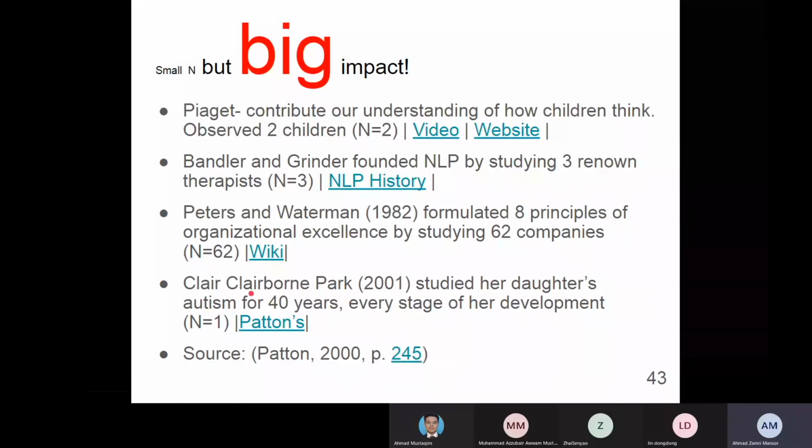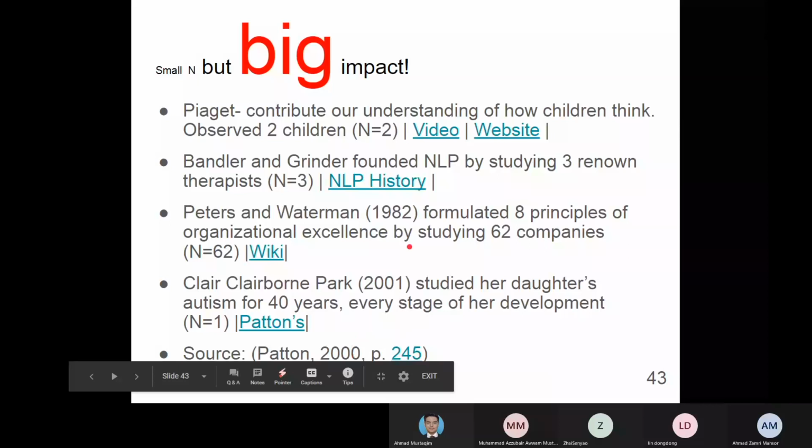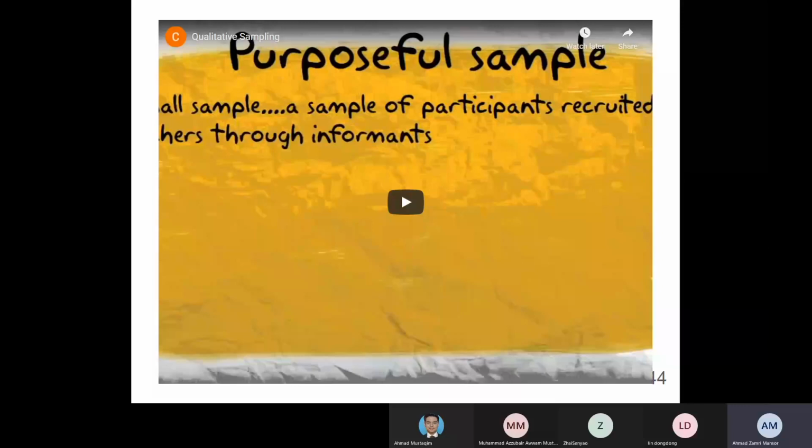Claiborne Park studied her daughter's autism for 40 years, every stage of her development. But what about the sample size? Only 1. Although it is only 1, the researcher spent 40 years in order to understand the situation. So although the sample size is only 1, it makes a big contribution. All right, so these are among the types of samples used.